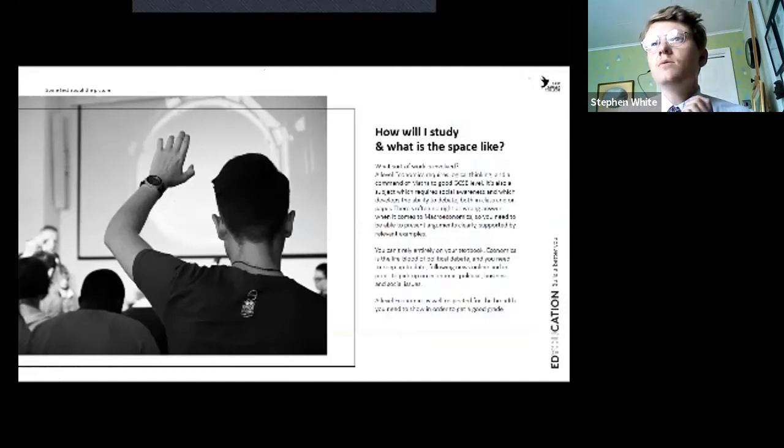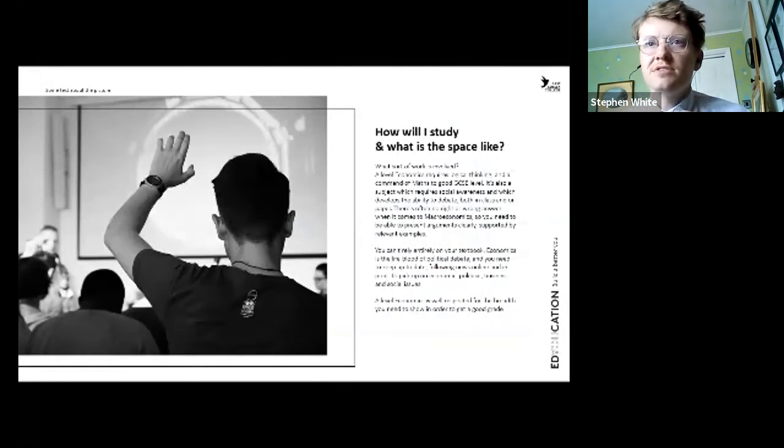So how will I study, and what is the space like? So what sort of work is involved? Okay, there's a nice picture there, the guy with his hand up. As I said, it requires logical thinking. You need to develop chains of analysis, chains of reasoning, so we understand, assessors understand what you're saying. And a command of maths to a good GCSE level is very good. It's what we want. It's also a subject which requires social awareness.